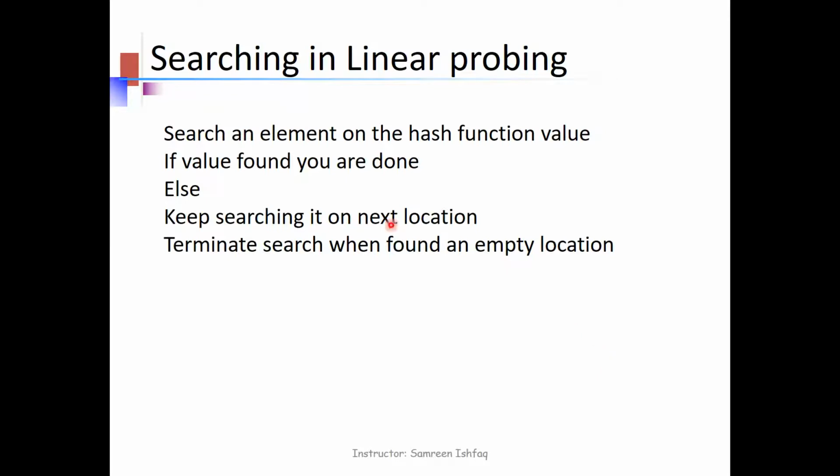So how are we going to search for an element if we have used linear probing to resolve collision? First we will compute the hash function and search for that element at the hash function value. If the value is found, then you are done. Else, keep searching on the next location and terminate the search when an empty location is found.